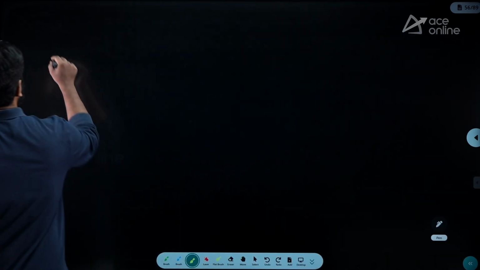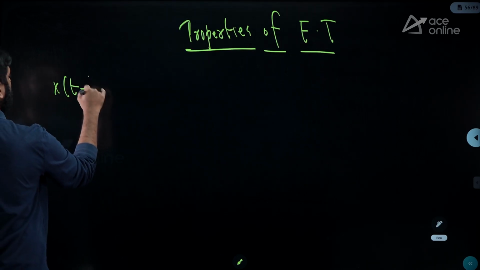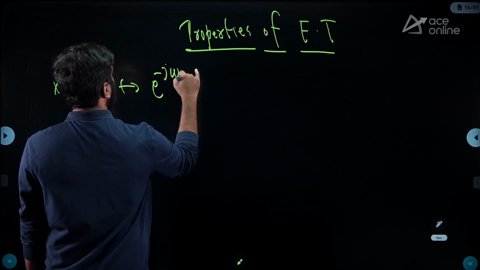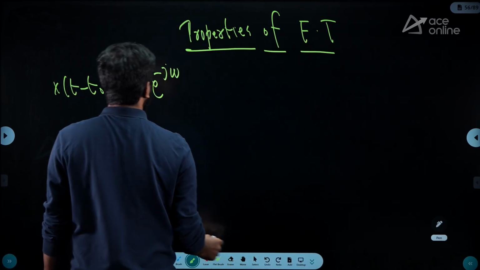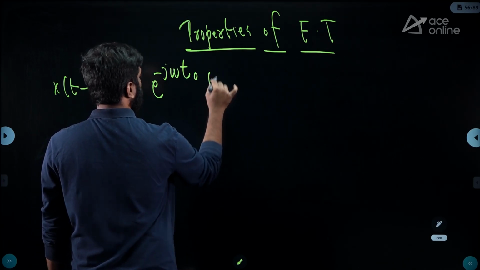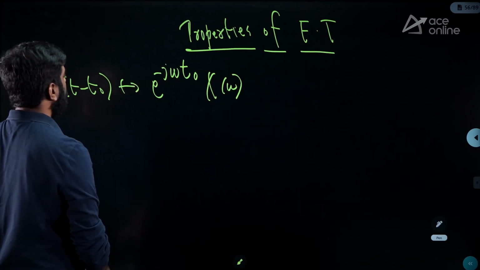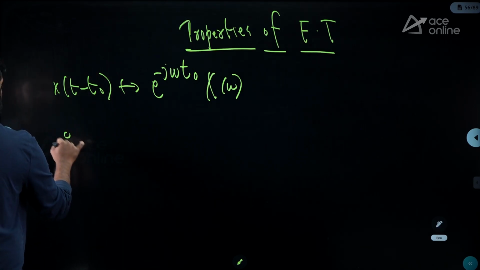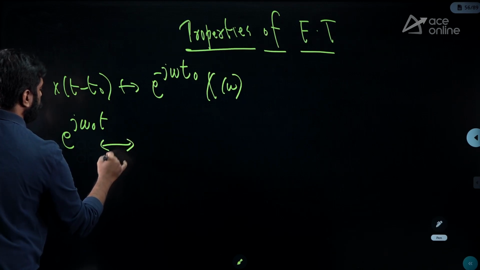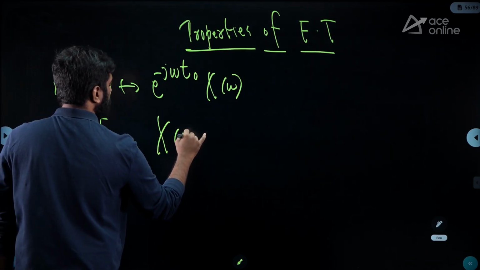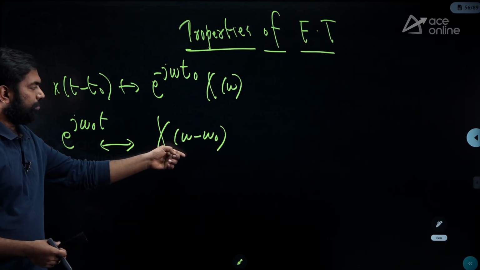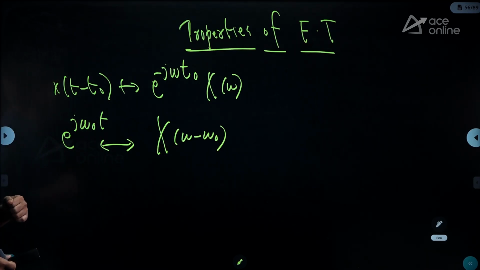Next, the properties. x of t minus t naught Fourier transform will be e power minus j omega t naught into X of omega. It's not omega naught, it's omega, e power minus j omega t naught. This is called the time shift property. e power j omega naught t Fourier transform will be X of omega minus omega naught. So this suggests that if there is a shift in the frequency, there is an exponential in the time.